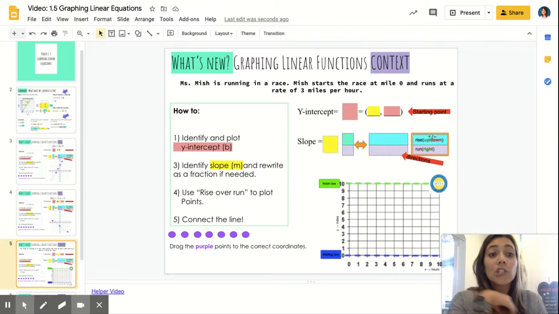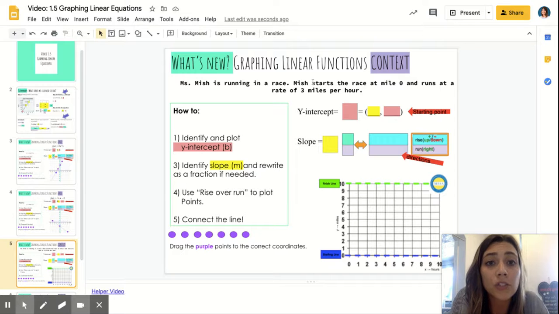All right, so that was a preview of graphing without context. Now let's practice graphing in context. Same thing, just a different scenario. So Miss Mish is running in a race. She starts the race at mile 0 and runs at a rate of 3 miles per hour. So we need to use our skills from 1.2 and 1.3 to identify which one of these is my slope and which one of these is my y-intercept.